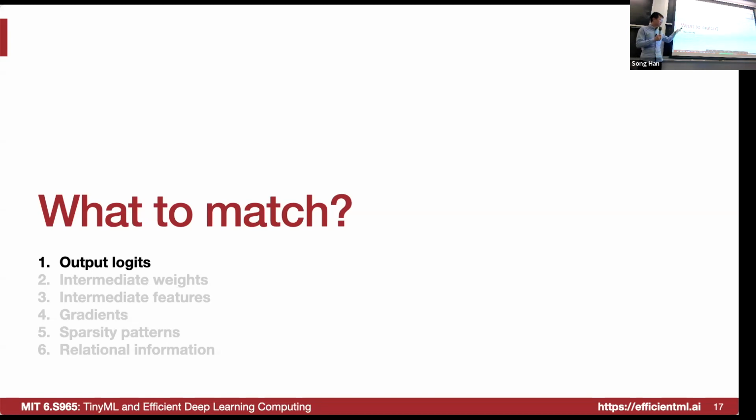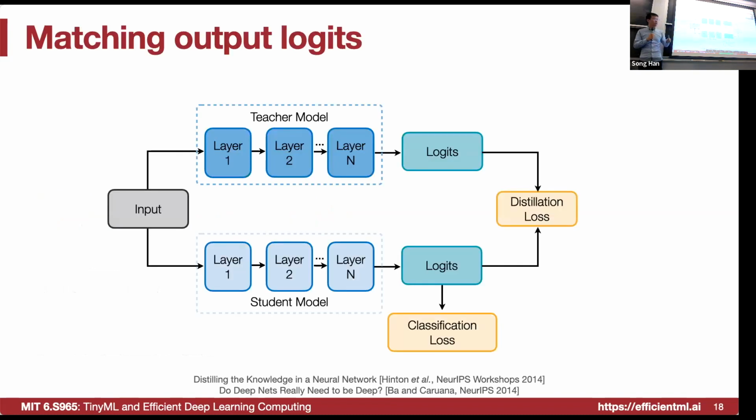Further, we are going to discuss a couple of topics. What are we trying to match between the teacher model and the student model? Of course, the simplest match is the output Logits. We are given an input. The teacher model has several layers, the student model also has several layers, and we are trying to match the output Logits. We try to penalize the difference between the Logits of the student versus the Logits of the teacher.